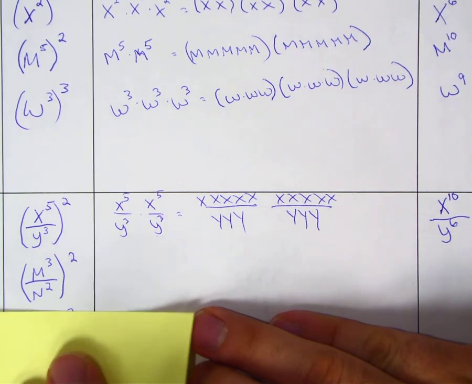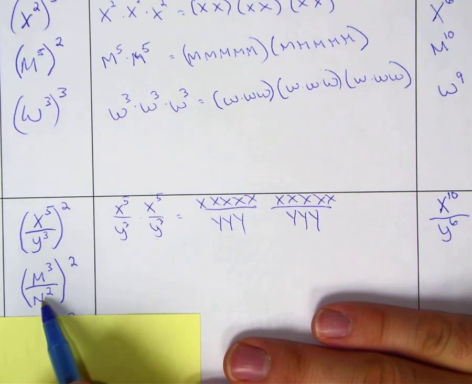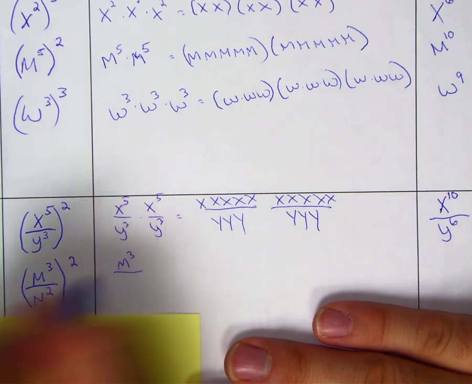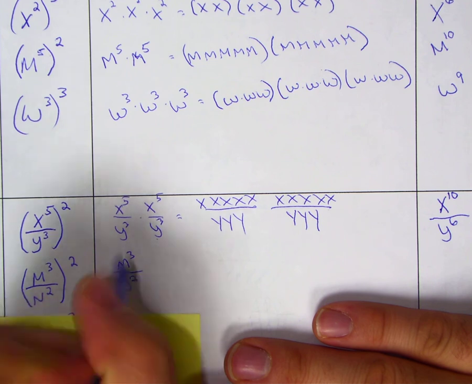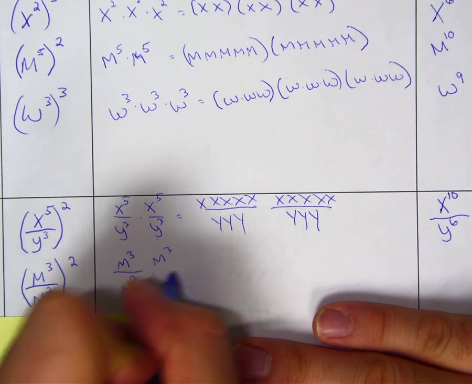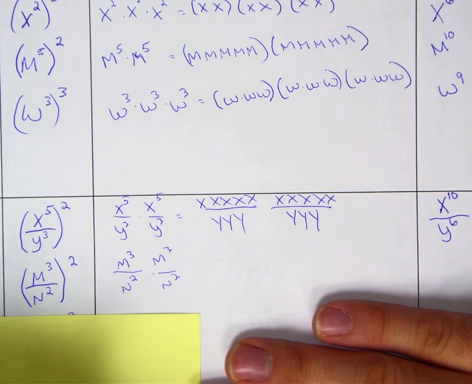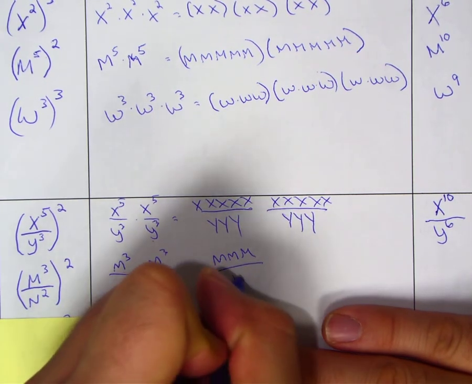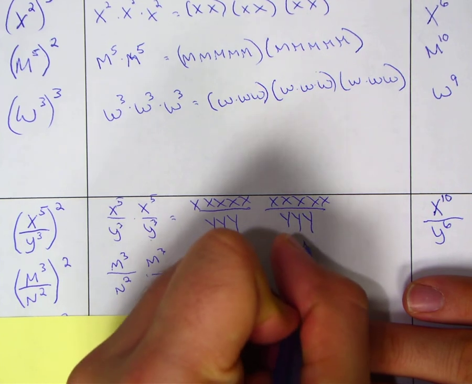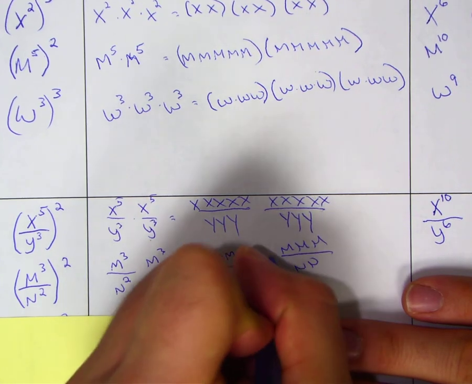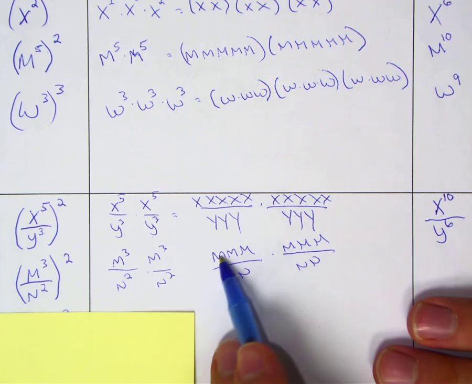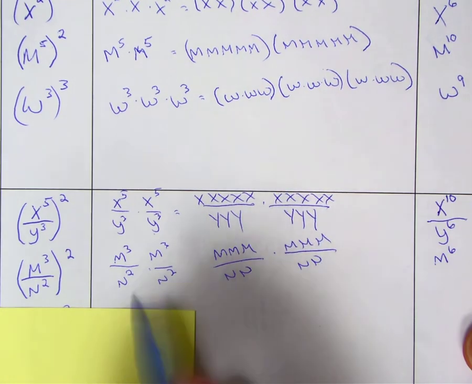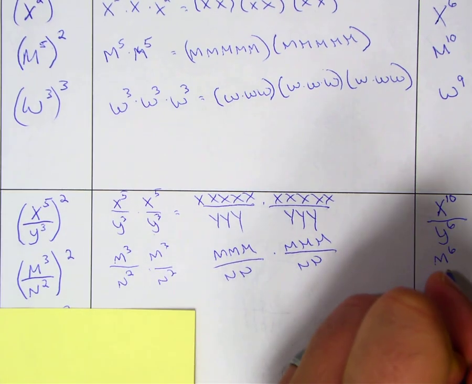So let's do one more right now. m to the 3rd over n to the 2nd, all to the 2nd. So that's really m to the 3rd over n squared times m to the 3rd over n squared. So let's write that out again. We've got 3 m's on the top, 2 n's on the bottom, 3 m's on the top, and 2 n's on the bottom. When we multiply them out, we've got 6 m's on the top, and we've got 4 n's on the bottom.